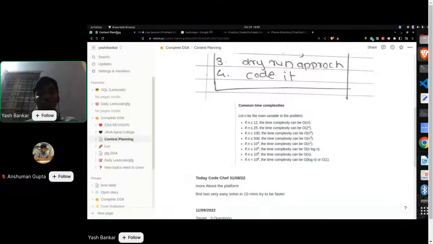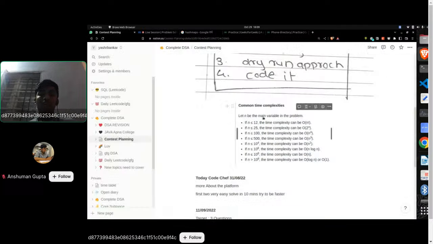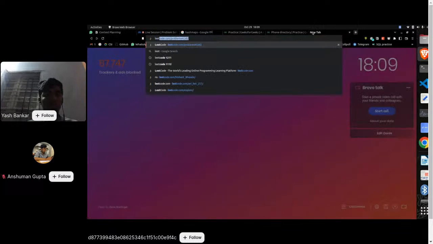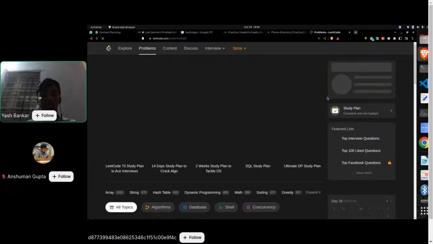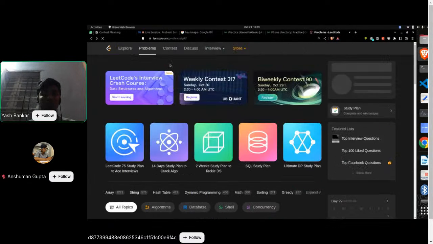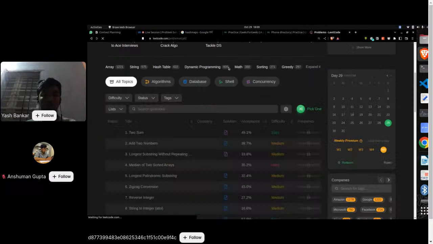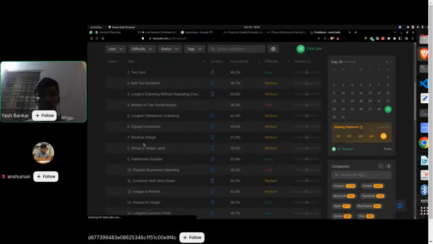So you will get this type of time constraint right at the bottom of the question. Let me show you a LeetCode question so you will get the idea. This is the LeetCode platform, and these are the questions.